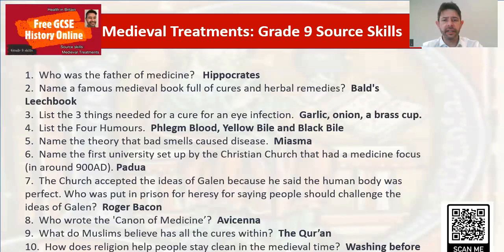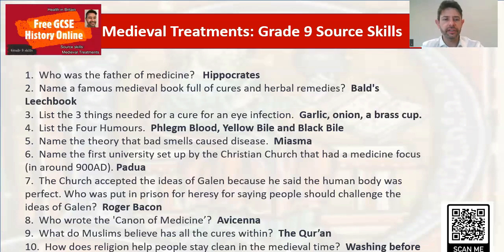So name the first university set up by the Christian Church that made medicine a focus. So Padua is a good university to know of, in the 900s into 1000s. And so the Christian Church is educating people to be doctors on mainly Galen and Hippocrates' ideas. Another good university we're aware of is Montpellier, the first one to start doing dissections to show people the anatomy of the body, useful for your surgery knowledge.